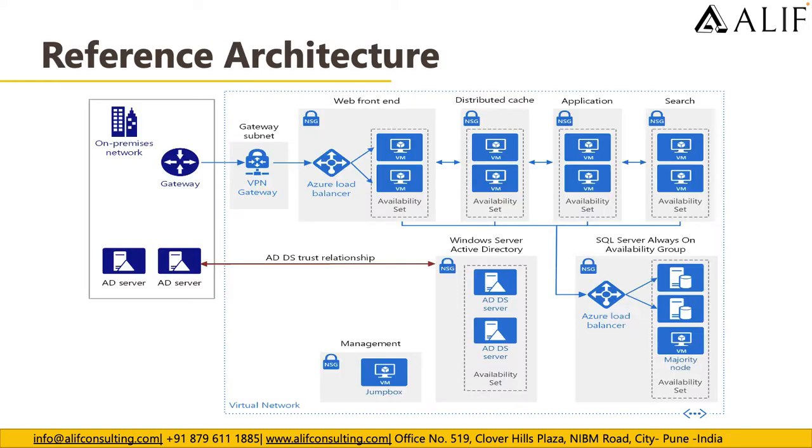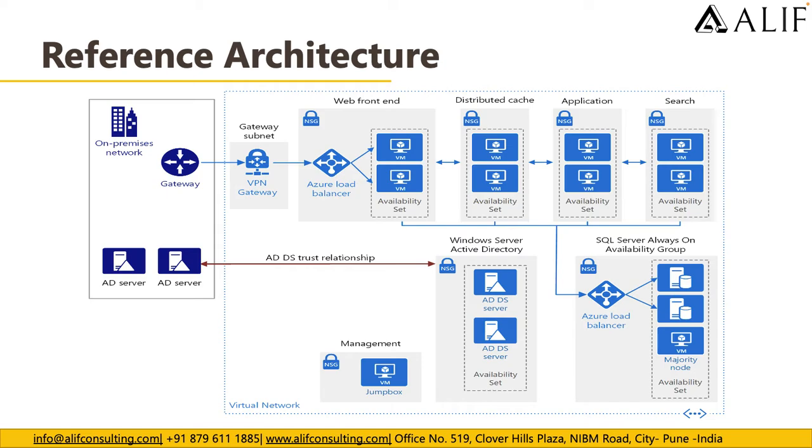Well, here is the reference architecture. You will see there is a VPN connection between on-premise and Azure, and then you have a load balancer with a web front, then a distributed cache, then an application tier, and then search. At the same time, you have SQL databases and the Active Directory, which is syncing with the on-premise, and then a jump box which is used to connect to all of this server farm.